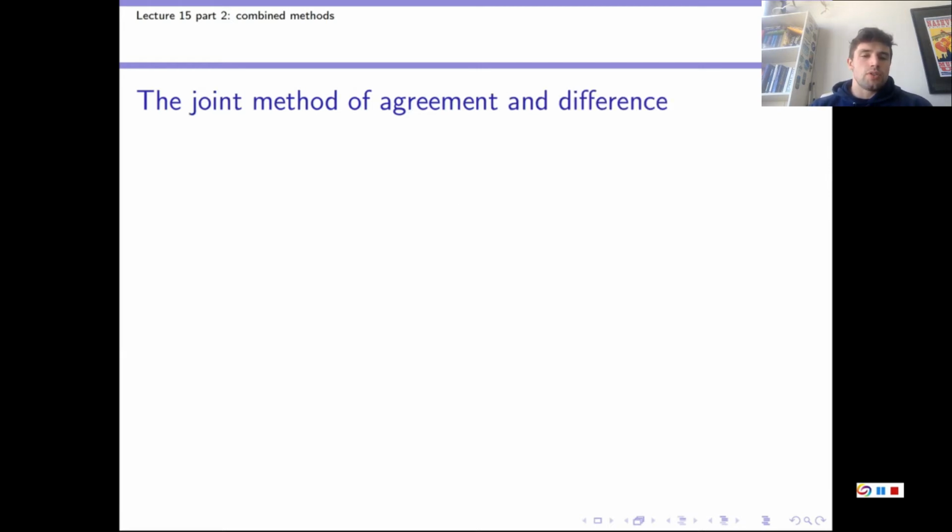So let's move on to look at the second of the combined methods we're looking at here, the joint method of agreement and difference. This method combines the direct method of agreement and the method of difference. Remember, the method of difference allows us to find suspected sufficient conditions that are present in an occurrence of the given conditioned property, which in this case will be E.